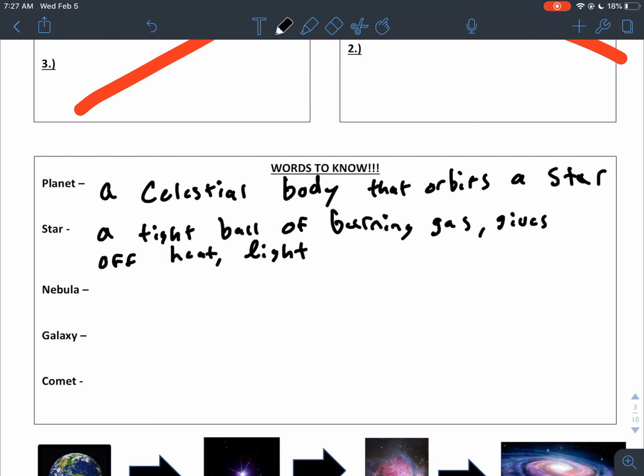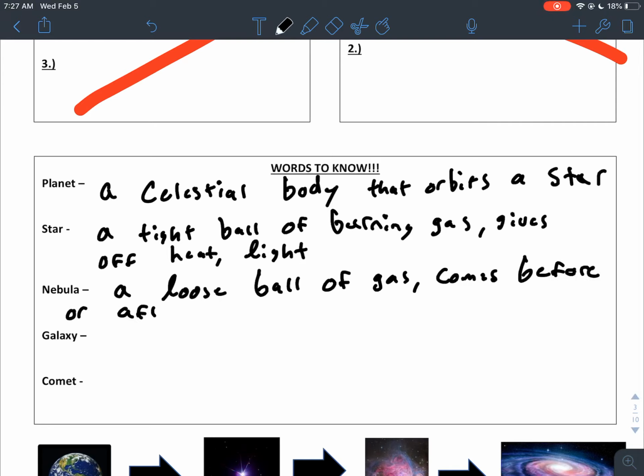Next up, we have nebula. This is the next biggest in size. And nebula is the trickiest one. It's kind of like a star, but it's not quite a star. So our definition for nebula is going to be a loose ball of gas. Notice that I called the star a tight ball of gas. I'm calling a nebula a loose one. And it comes before or after a star.